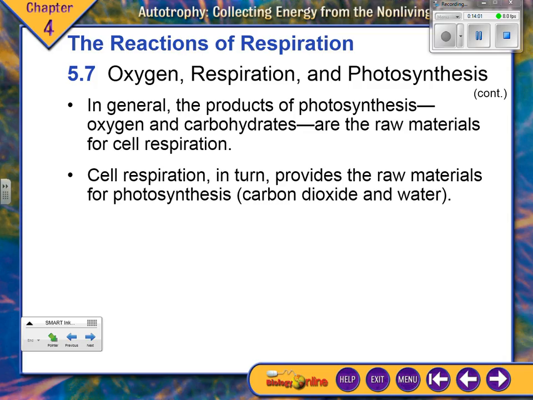Okay, so last one, the big picture here. The products of photosynthesis are the reactants of what? Cellular respiration. The products of cellular respiration are the reactants of photosynthesis. Okay, and you guys know this, you just maybe aren't thinking about it in these types of terms. Okay? All right, so you survived your lecture.